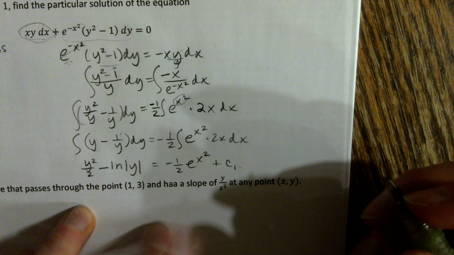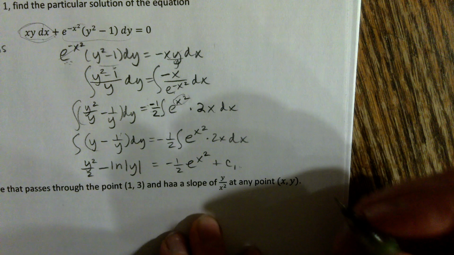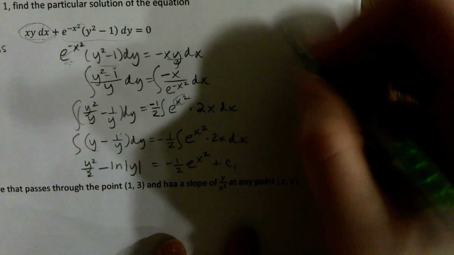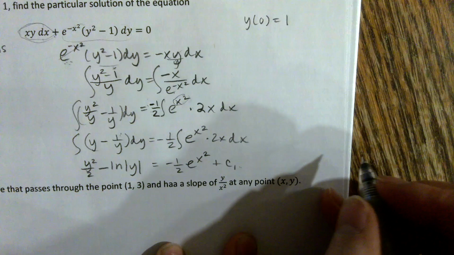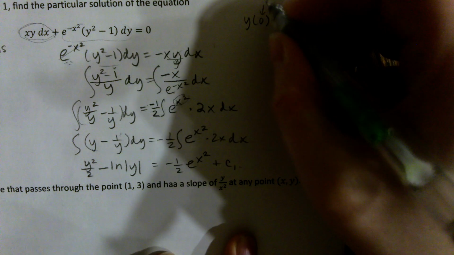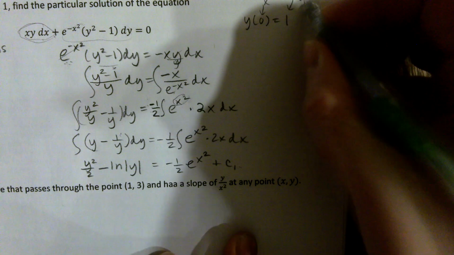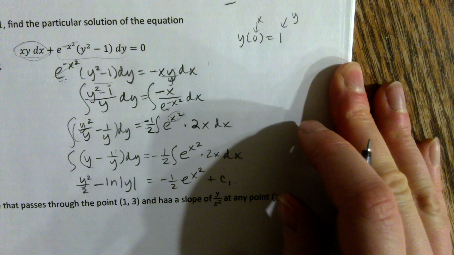All right, so let's see where we're at. So we've got this. Now we want to use those initial conditions, and my initial condition is that y of 0 equals 1. So that means I can plug in a 0 for all of my x's, and my y's are going to equal 1. So let's see what we got here.